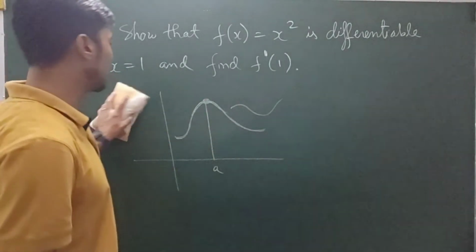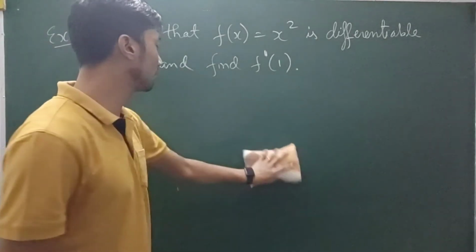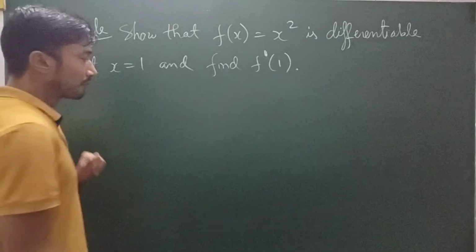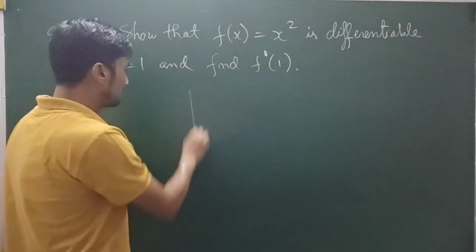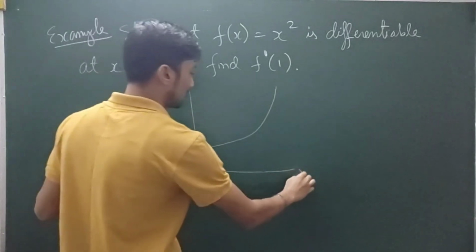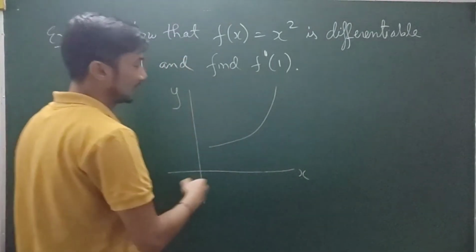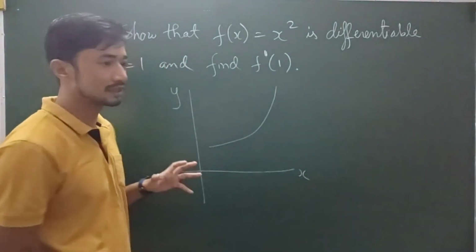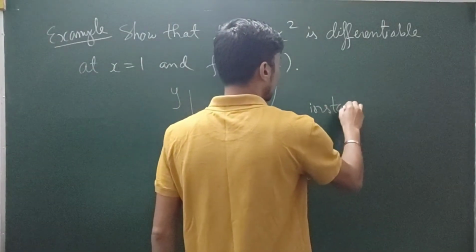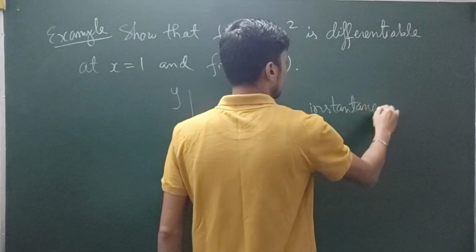Differentiability. What do you mean by differentiability at a given point? Very simple. Listen, in very brief. Differentiability at a point simply means, for example, let's say you have a curve like this where x and y. As you can see, as x increases, y also increases. You remember the concept of instantaneous.